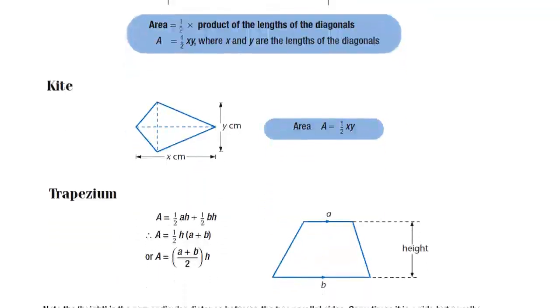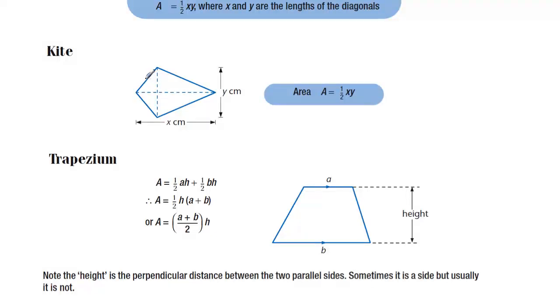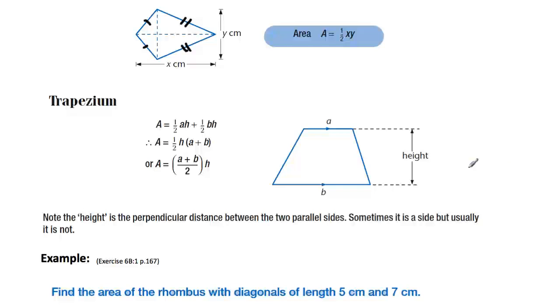The second one is the kite. Now, a kite has this type of quality. So you've got two sides here that are equal and two sides here that are equal. And the kite is actually worked out in exactly the same way. We take the diagonal this way and the diagonal this way, multiply them together, and then halve it. So there's the kite.